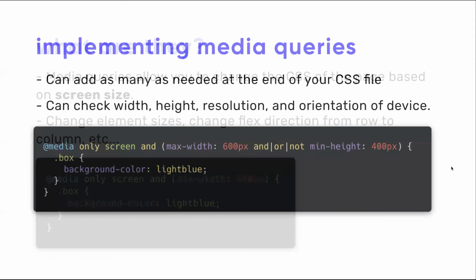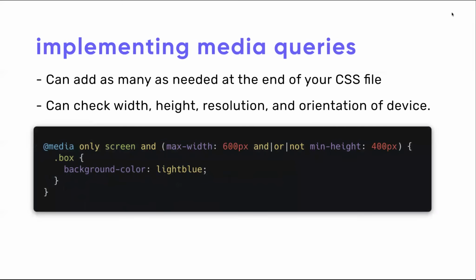And you can actually also specify or check the height of your viewport as well as the resolution, and even the orientation of the device. So if you were to flip your phone horizontally, you can also specify what should happen then, right? So it's very powerful. You can add as many different media queries at the end of your CSS file.